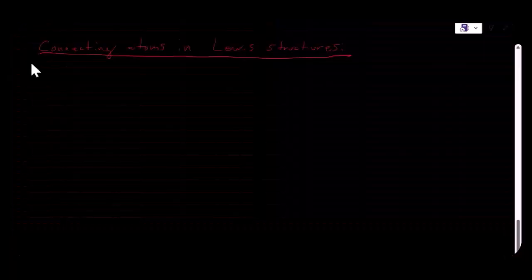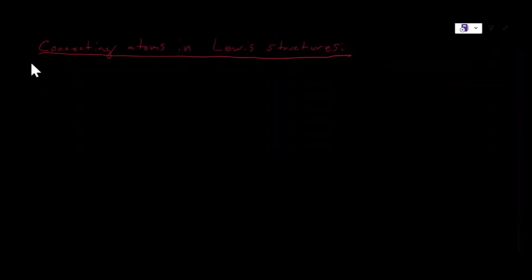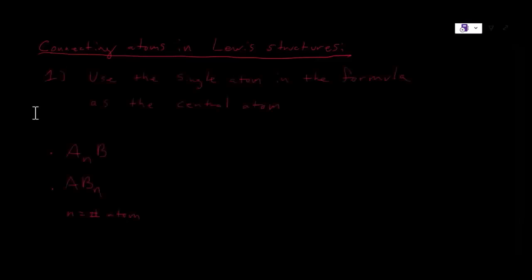In this video, I want to go over a few tips and tricks that you can use to determine how atoms are connected when drawing a Lewis structure. The first tip would be to use the single atom in the formula as the central atom. When molecules have a formula that looks like either one of these 2 generic formulas, where one atom is a single atom and another atom is a multiple of atoms, like B would be a single atom here and A would be a single atom in this formula, usually those can be used as the central atoms.